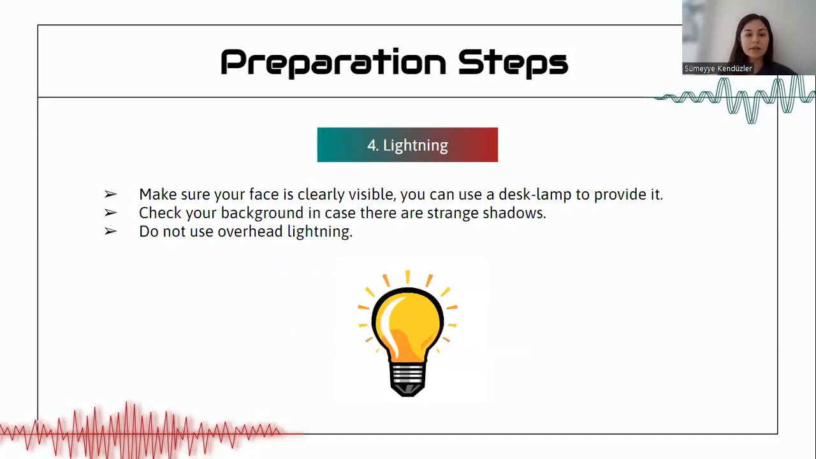The first one is lighting. Make sure your face is clearly visible. You can use a desk lamp to provide it if it's dark outside. And the second one is checking your background in case there are strange shadows, because you don't want them to see something strange. And do not use overhead lighting, because it will cast shadows on your face. So this is also a thing that we don't want to have.